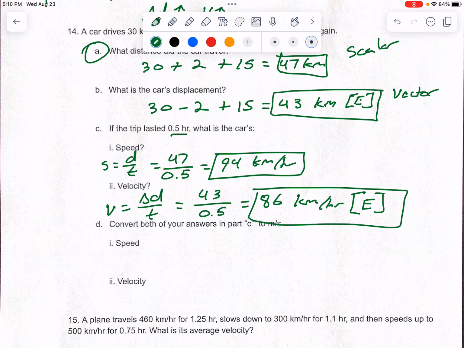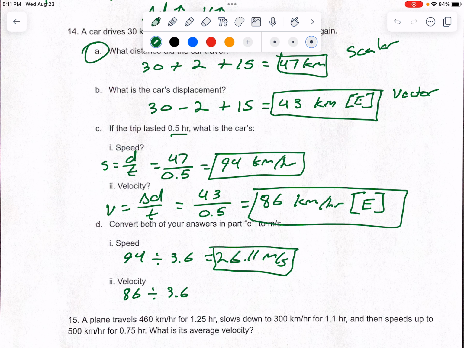Now convert both to meters per second. So I'm going from kilometers per hour to meters per second. I'm going to take that 94 I got originally, divide by 3.6, and you get 26.11 meters per second. For velocity, I'm going to take that 86, and I'm going to divide that by 3.6. And that's going to give me 23.89 meters per second, and I'm going to keep that east in there.